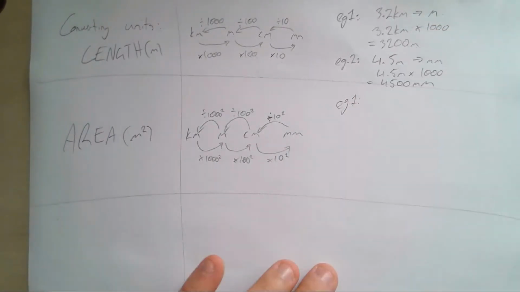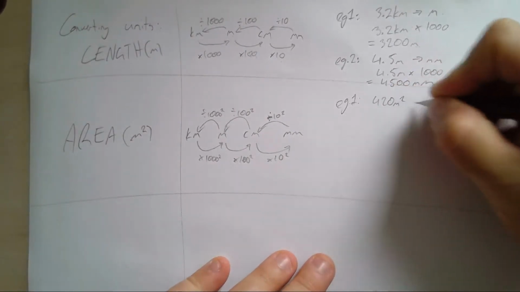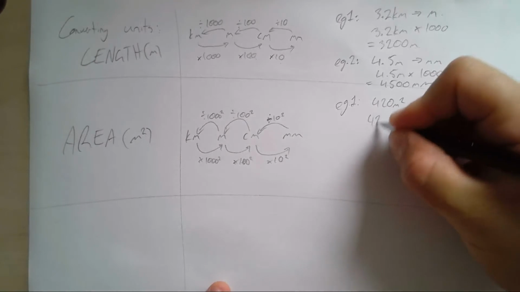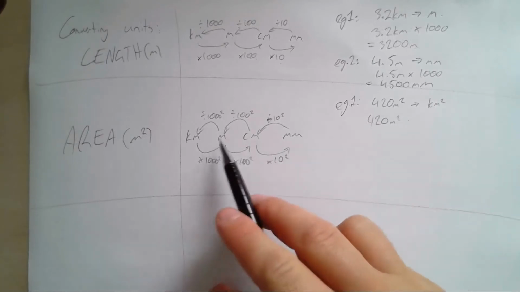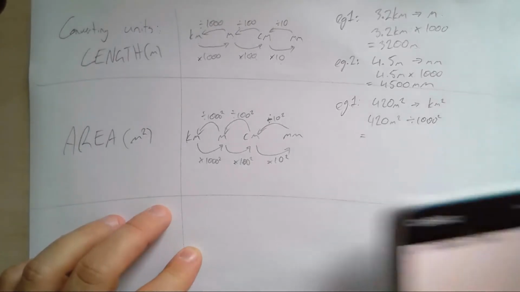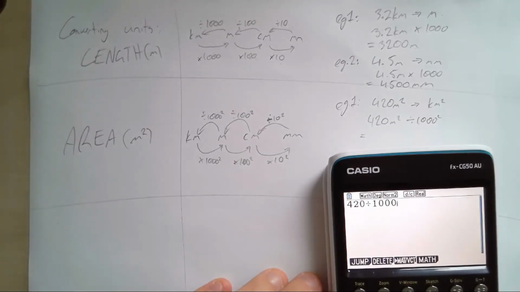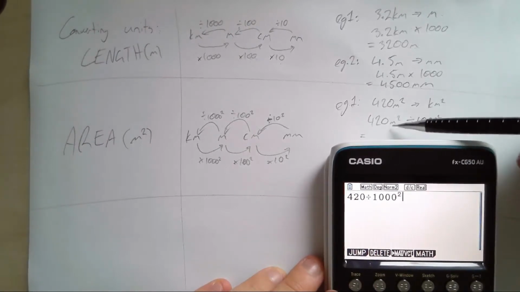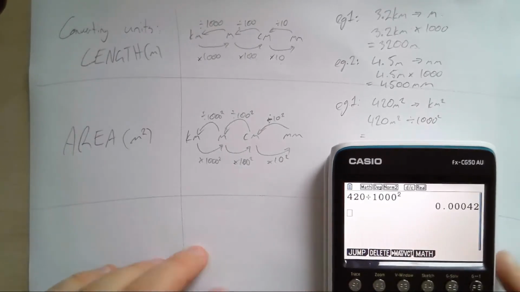Okay, example 1 is let's go 420 square meters to square kilometers. Okay, so all I've got to do there is I've got 420 square meters, and now I'm going from meters to kilometers, so it's going to be divided by 1,000 squared. And I'll get my calculator, and I'll put in 420 divided by 1,000 squared. Okay, I don't need to put in this squared, okay, because that's part of the units of that number. This squared is part of the number. Okay, hit enter, and that's my answer.